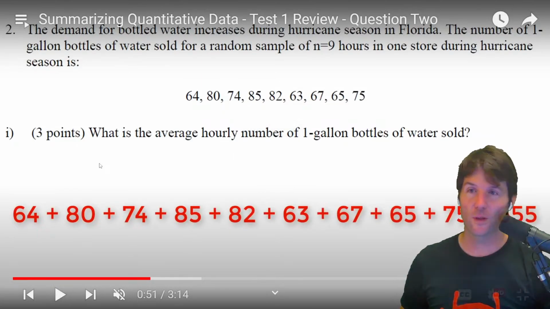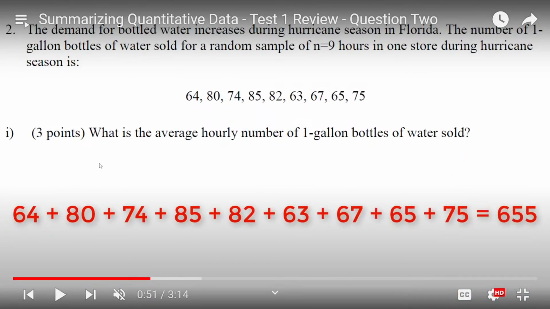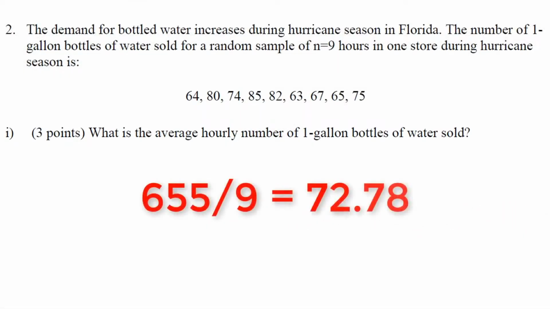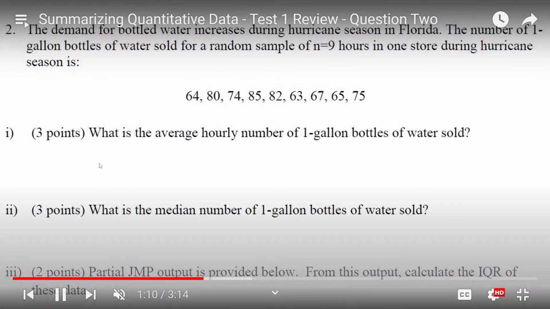Try to pause these videos, especially if you're doing them, and say, okay, I have to add all the numbers up and divide by the total. So that's what they add up to. To get the average, you add all the numbers up, and then you divide by the total, and there is the average. The next question asks, what is the median?